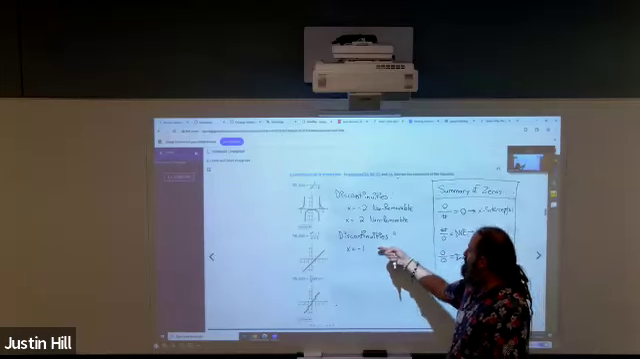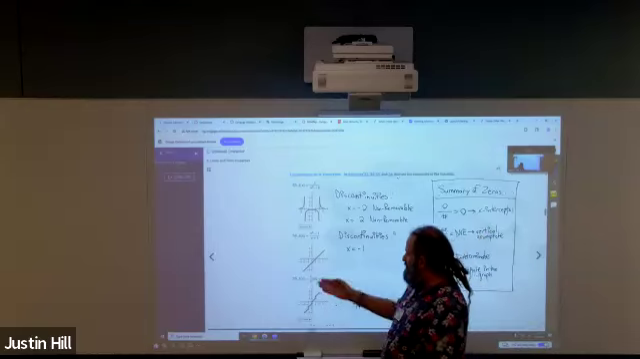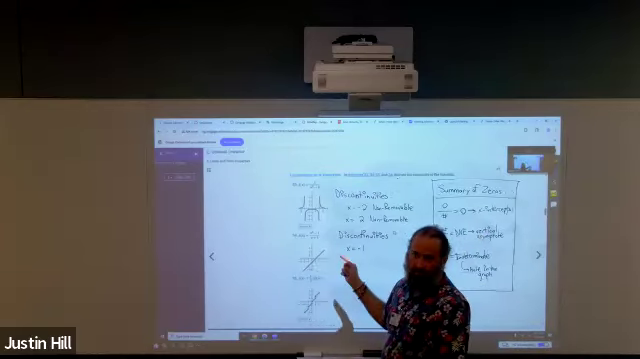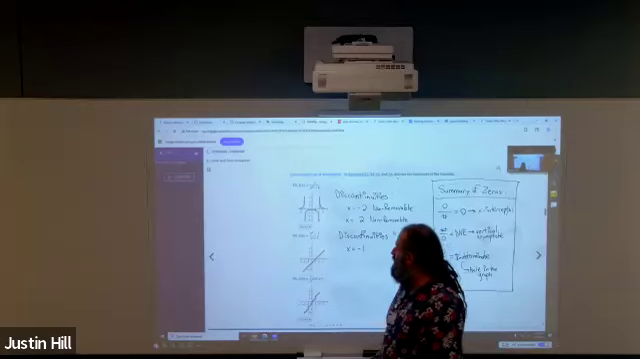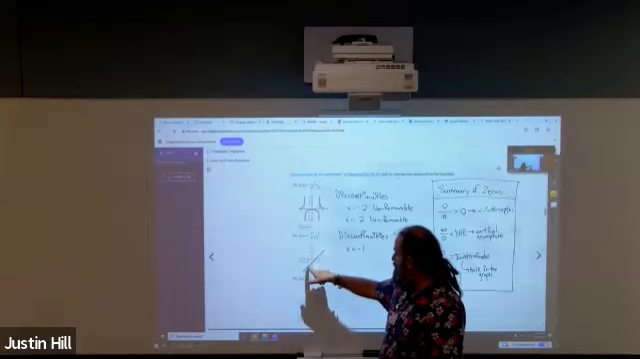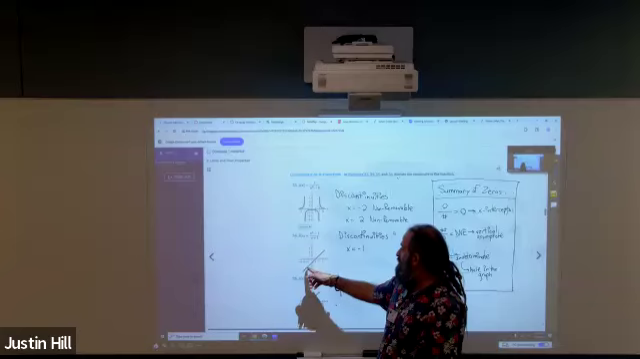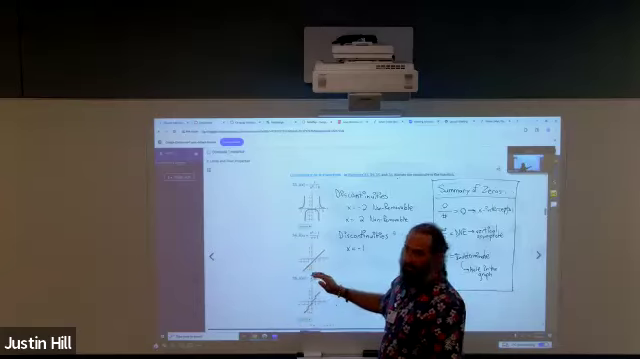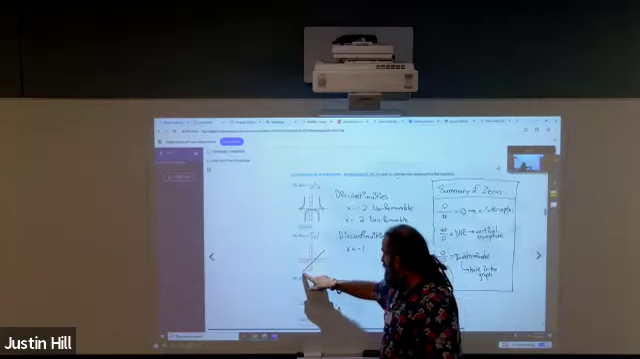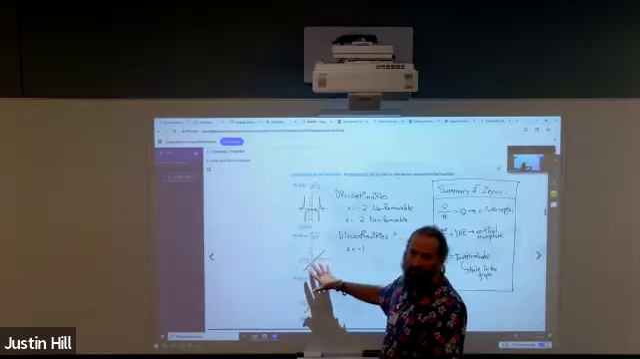Then they're going to ask, is it removable or non-removable? Now notice in this case, this graph is basically just a straight line with one single point missing. So if I put the point (-1, -2) in there, then this function suddenly would end up being continuous at that point.